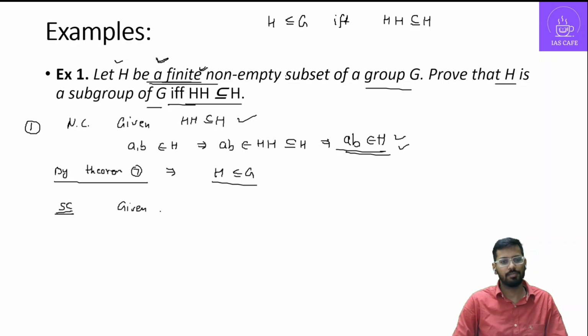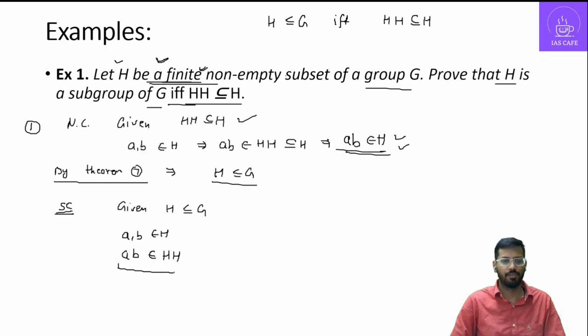So given that H is a subgroup of G, that is given. So we have to prove that HH is a subset of H. So from this we can say if we take an element, if A and B belong to H, then this AB belongs to HH. ठीक है? By definition of HH, we can say that AB belongs to HH. And now this H is a subgroup of G, then this AB belongs to H by closure property. So by these two statements, we can say this HH is a subset of H.